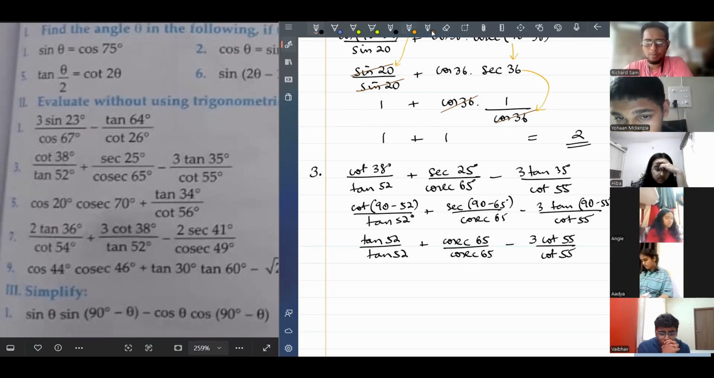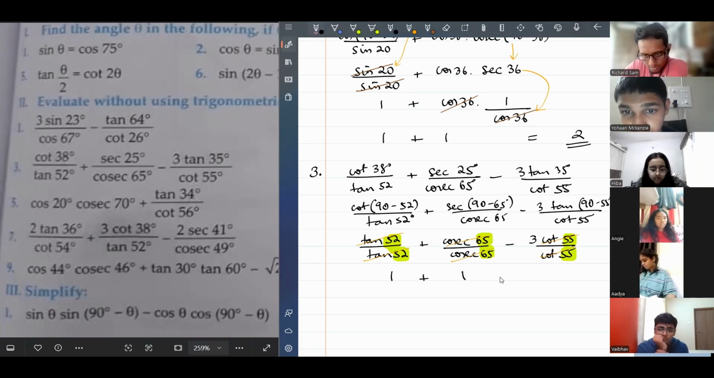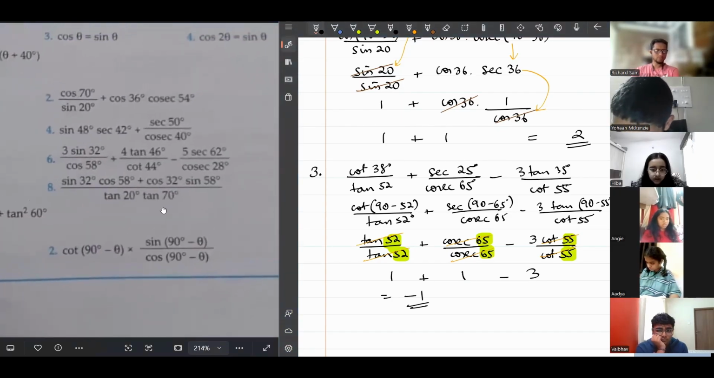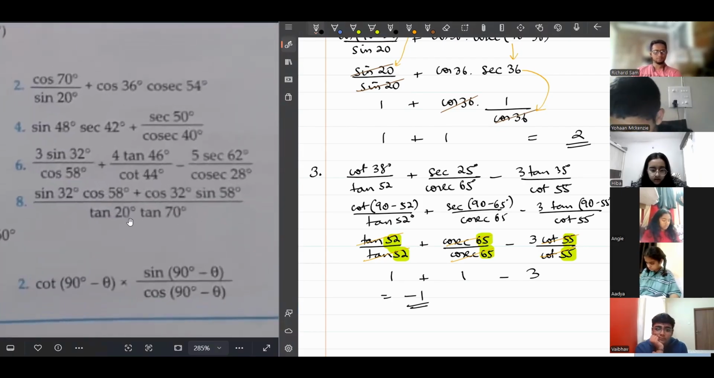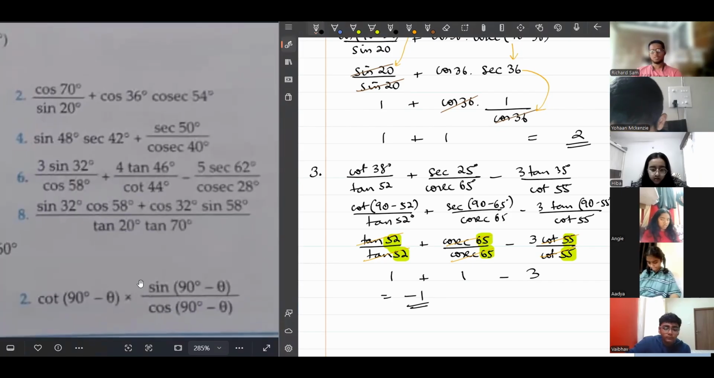Okay, see what we did. We made the numbers the same. Okay, 52, 52, 65, 65, 55, 55. Whichever numbers added up to 90, we made them the same. So after this, you can just easily cut them off. And what you have is 1 plus 1 minus 3, which is equal to minus 1. Okay, we'll do one last one from here, question number 8. Same rule.